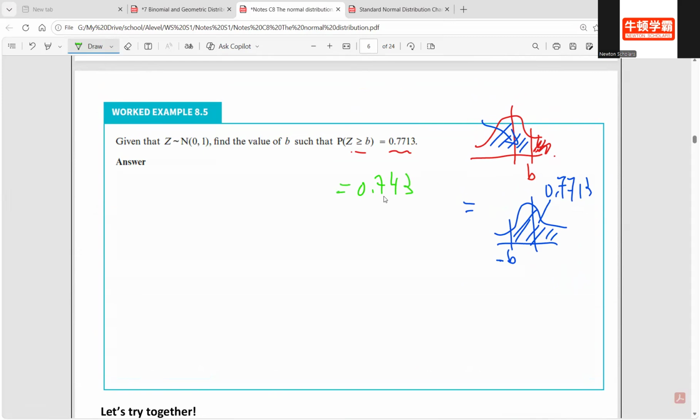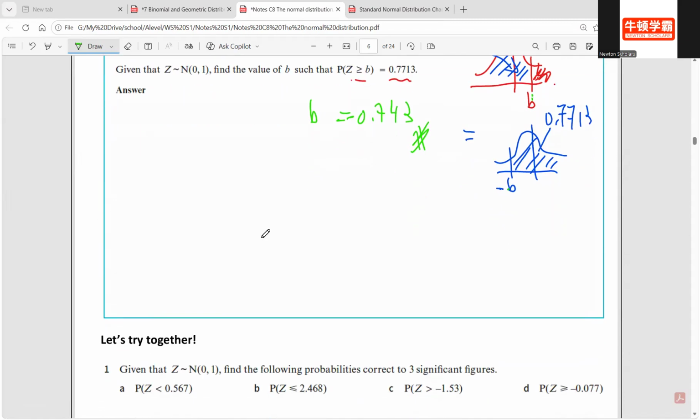0.743. This one is positive here, but I said that it's not possible, right? It must be negative. So I just put a negative value: negative 0.743. This is your answer. So I think it should be okay, right? Because we already finished finding this one.